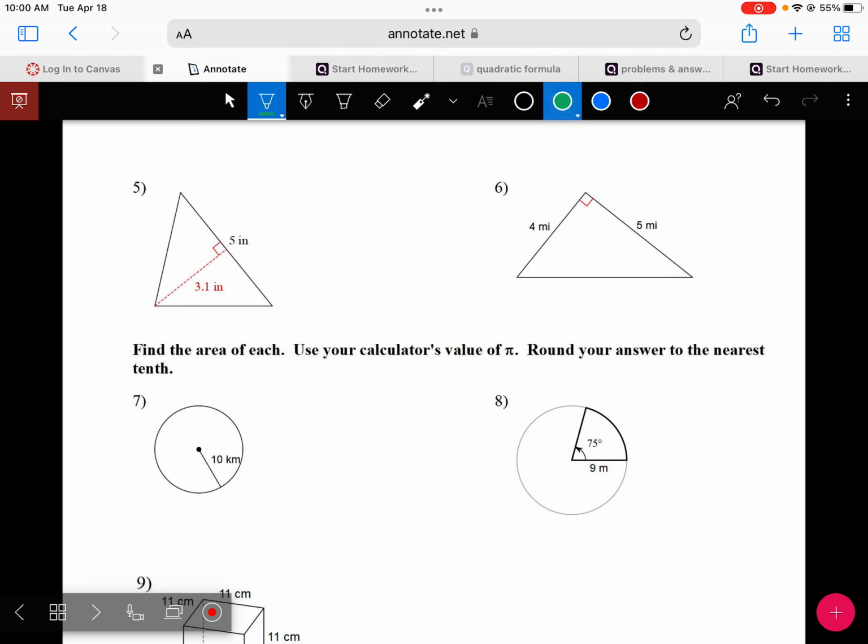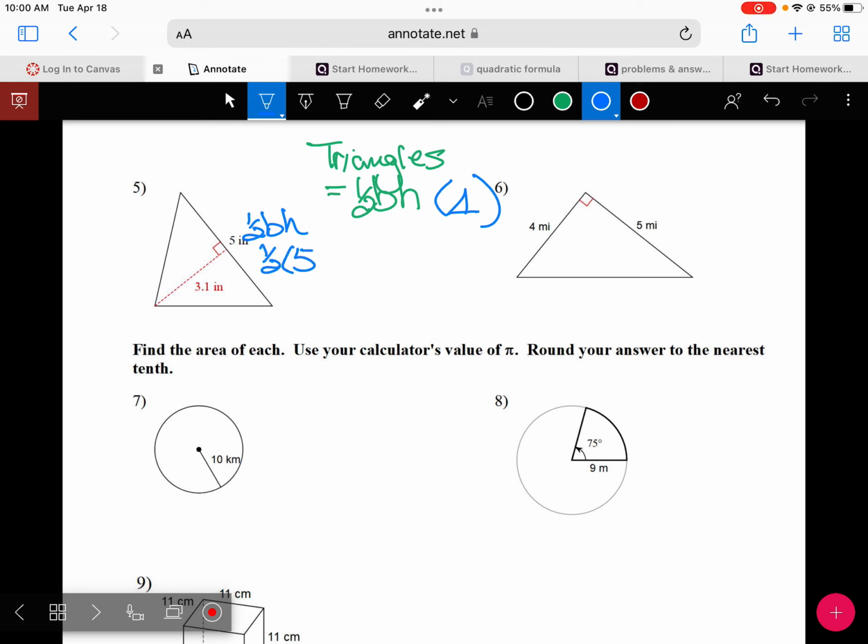Okay, next problem, 5 and 6. Those are triangles. 1/2 times the base times the height. Base and height need to be perpendicular. So area is 1/2 base times height. I'm going to say my base is 5, even though it's not on the bottom. As long as they are perpendicular, it should work. Times, I'm going to say my height is 3.1.